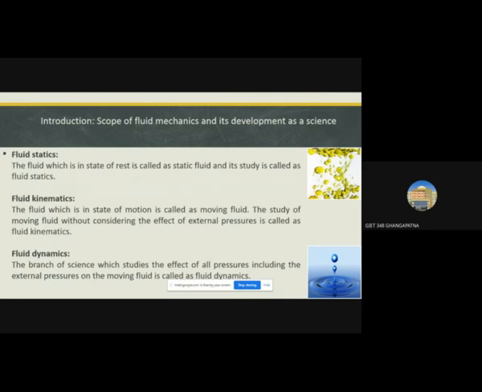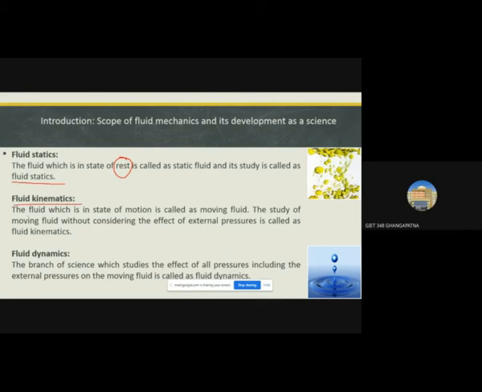Next, you already know what fluid statics is. I'm not repeating again and again. Don't have the misconception that fluid is only liquid. No, fluid means liquid as well as gaseous state. So the fluid which is in the state of rest is called a static fluid, and that study is called fluid statics. And what is fluid kinematics?